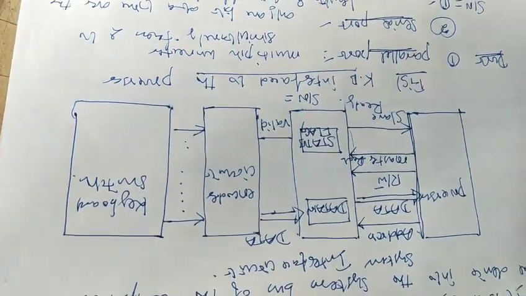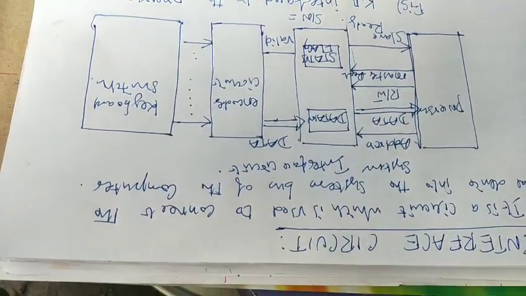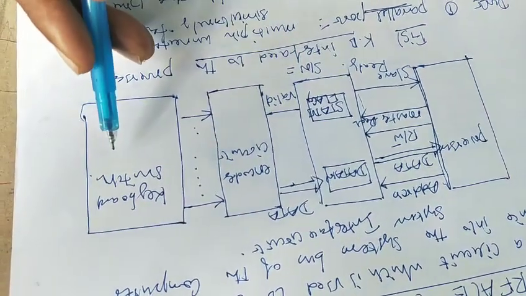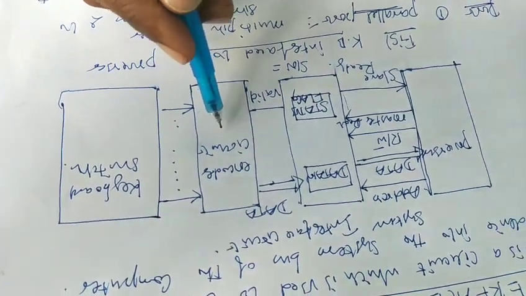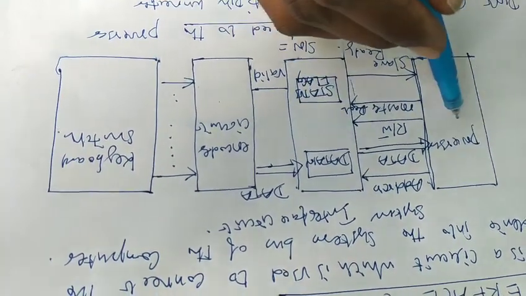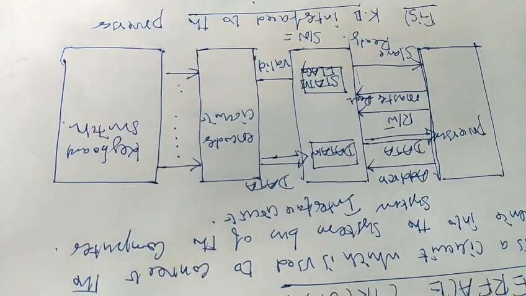Apart from that, the interface circuit has some other functions, which we will discuss later. Before that, here is our keyboard. The keyboard is connected with an encoder circuit, which is connected with our interface circuit. The interface circuit is connected with the processor. This is the sequence of how the keyboard is interfaced with the processor.